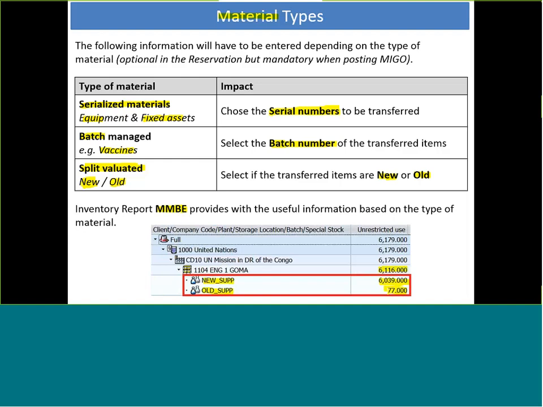What do we mean by old? Let's say they are computers. We purchased some of them, we issue these computers out, and then we return them to stock. And as they are used, they return to stock as old. And in the system, we can keep track of how many of the stock are new and how many are old. Similarly, for batch managed materials, in these reports, we will be able to see how many of each batch we have in stock.